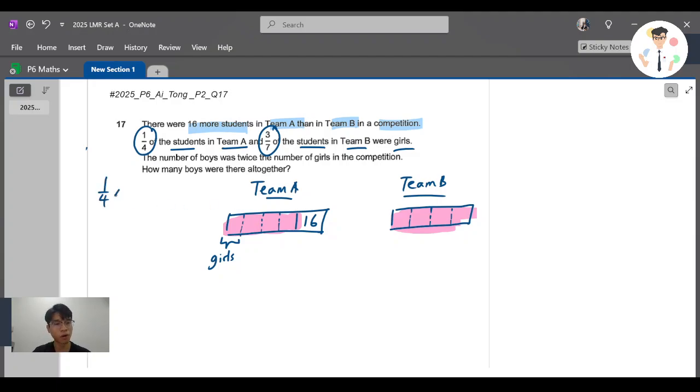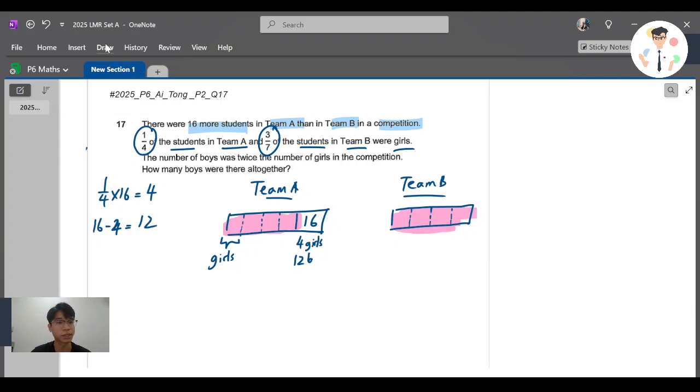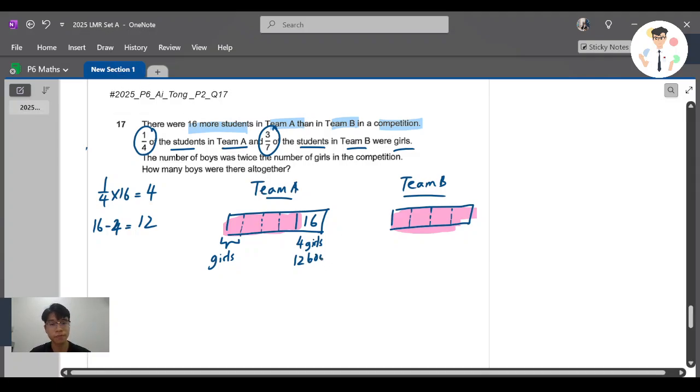So 1 out of 4 of 16s are actually what? 4. Means I have how many girls here? I have 4 girls here among these 16 students. And of course, if I know that 16 minus 4, I have 12 boys here. Right? I mean, if I have 4 girls, means I have 12 boys. Okay? So let me just erase this and make it nice. And of course, I know the rest here will be boys.